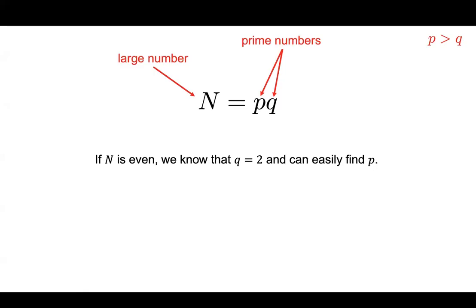If n is even, we know q equals 2 and can easily determine p. When n is odd, we have to be a little bit more creative to find its factors and use a method such as Shor's algorithm.